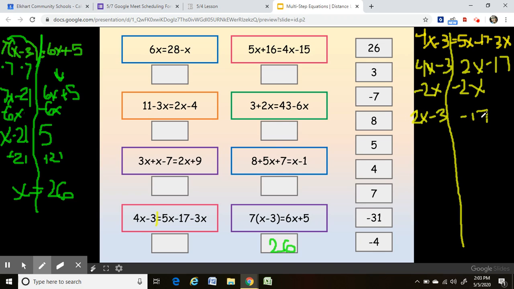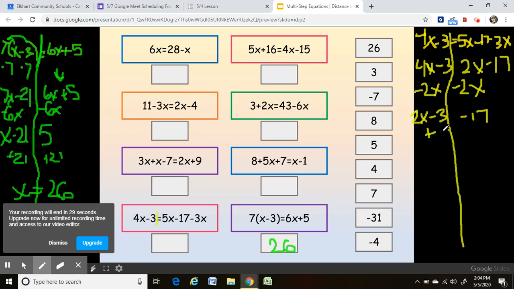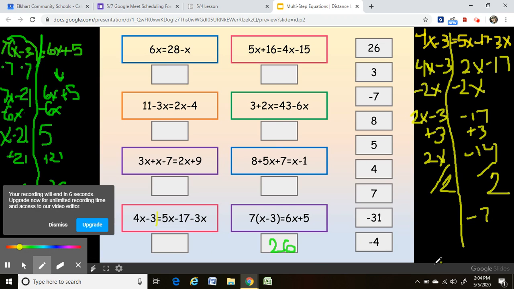I need to get this 3 away, because if I'm going to deal with the attached versus unattached number, it's easier to kick the unattached number out. So I have to do the opposite, which is add. So now I have negative 14, and I have 2x. How do I get rid of this? You do the opposite, you divide, because that's multiplication happening right there. So negative 14 divided by 2 is negative 7.